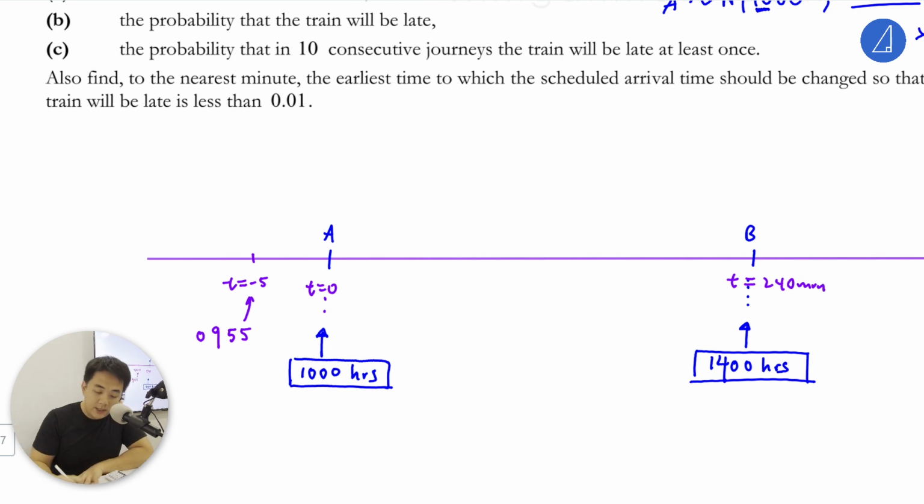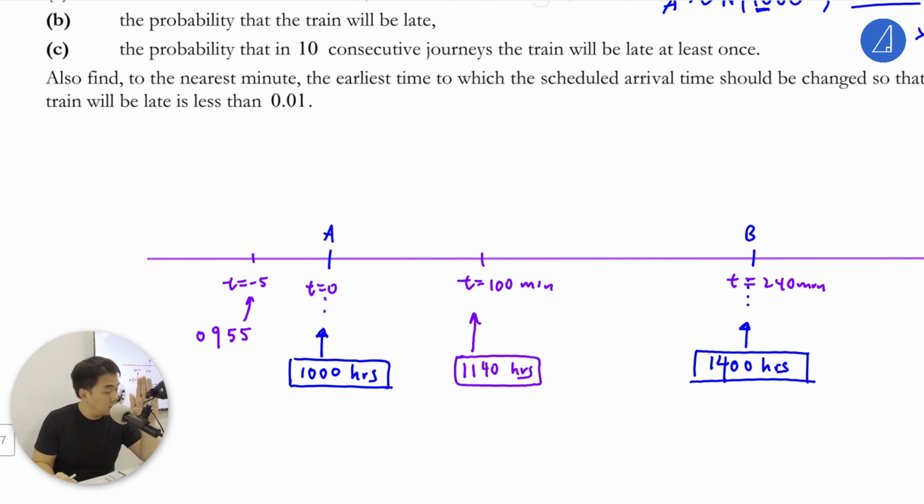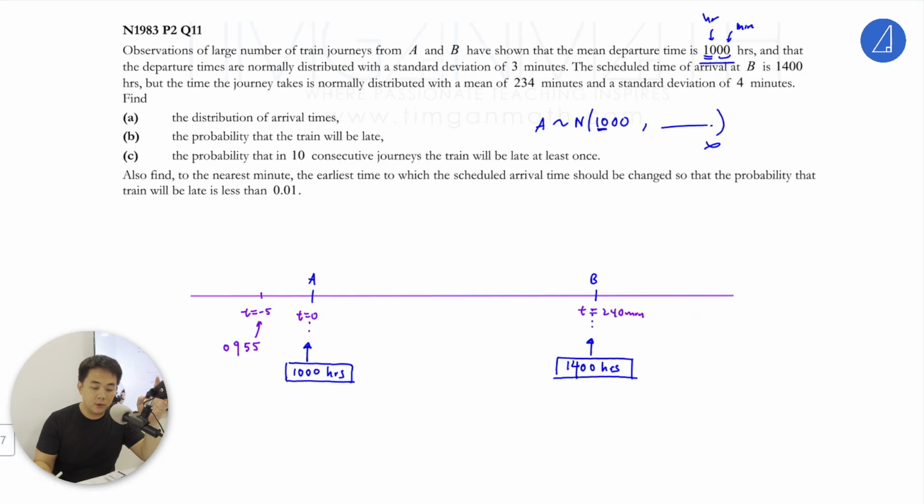So we let that be. Let's say I got t equals 100 minutes. This would correspond to 11:40 a.m. You understand what I'm saying? So you just anchor your time t equals 0 at 10 a.m. That's the main thing there. So that's the first thing to tackle: create a time system.